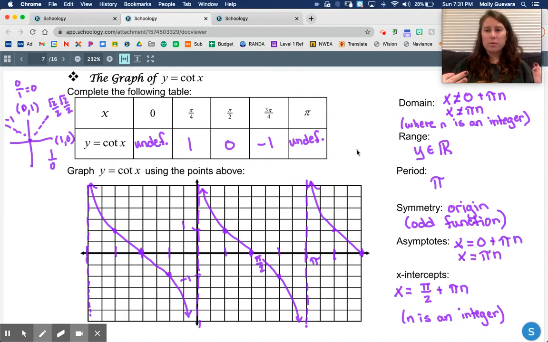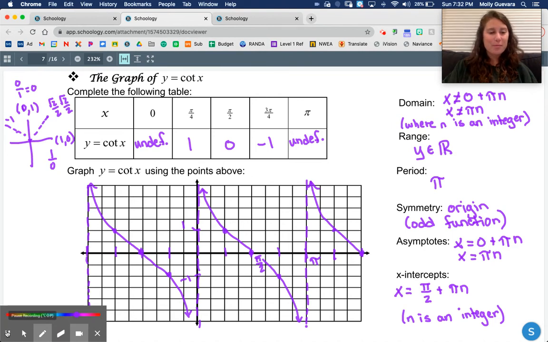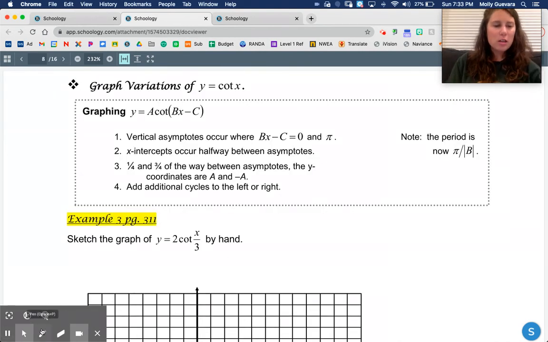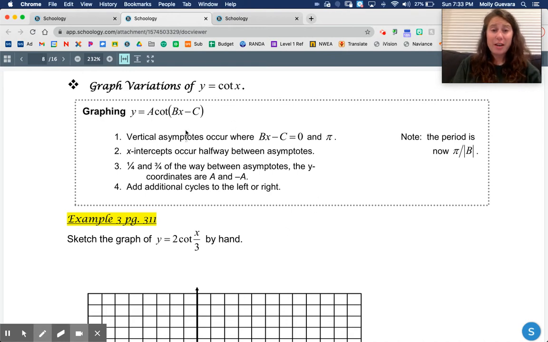Whew! Right, decompress. Let's take a look at the equation of cotangent and the modifications, and then we'll practice a couple graphing. Okay, so let's look at the equation for cotangent. Really similar to tangent, right? Here's the parent equation.